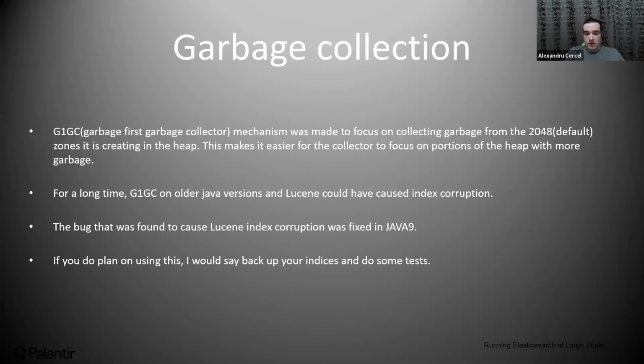G1GC, which is a newer garbage collecting mechanism, focuses on 2048 areas. It's going to know which areas have more garbage, trigger the mechanism only on those areas, and try to keep everything within a specific time window. Don't use this if you don't use Java over version 9, because there was a bug that was corrupting the indexes. And since it's not officially supported by Elasticsearch, do some tests before and take a backup.